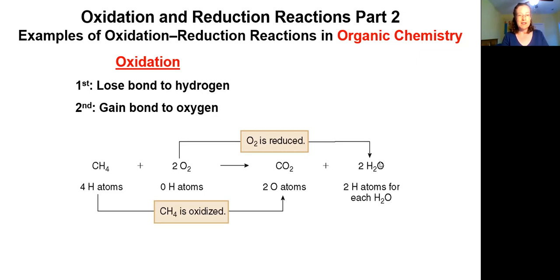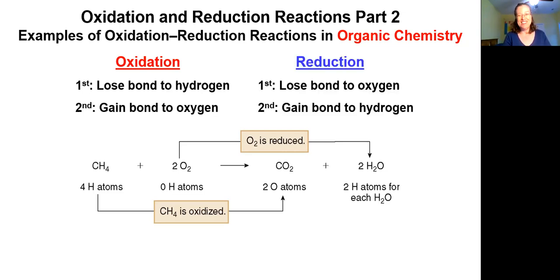Does that make sense, that it's being oxidized by gaining a bond to oxygen? The only deal is you're going to have to lose a bond to hydrogen first. So here I see the carbon loses 4 bonds to hydrogens, and gains 4 bonds to the 2 oxygen atoms. Okay, the carbon in that molecule as a whole, we say is oxidized. And then our molecule of O2, the oxygen has lost its bond to the other oxygen, and then it gained 2 bonds to hydrogen atoms. So that's reduction.